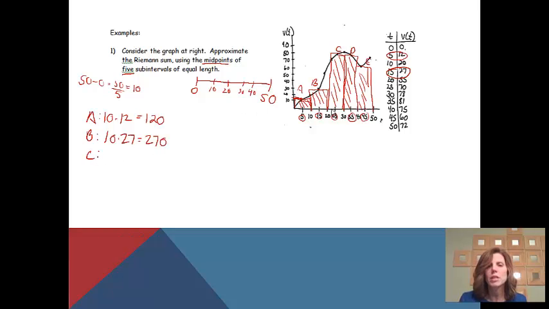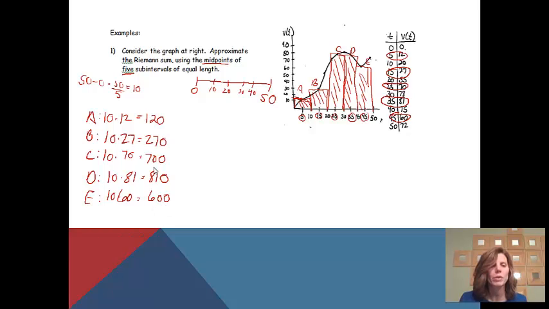Okay, rectangle C, the width of that rectangle is again 10, and the height of that rectangle is what's happening at 25, and the y value at 25 is 70. Then rectangle D, the width again is going to be 10, and then the height will be what's happening at 35. The y value at 35 is 81, so that area will be 810. And then finally rectangle E, the width again is going to be 10, and then the height is what's happening at 45, which happens to be the y value is 60.